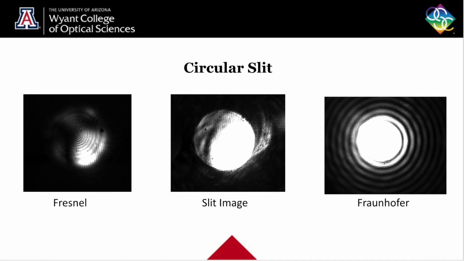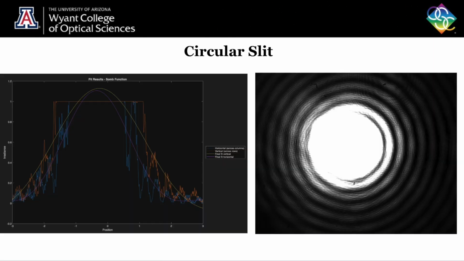Finally, here are the images for a circular slit. You can see the circular aperture in the Fraunhofer region produces Airy disks. Here's the image next to its plot. The blue is the x direction and the orange is the y direction.